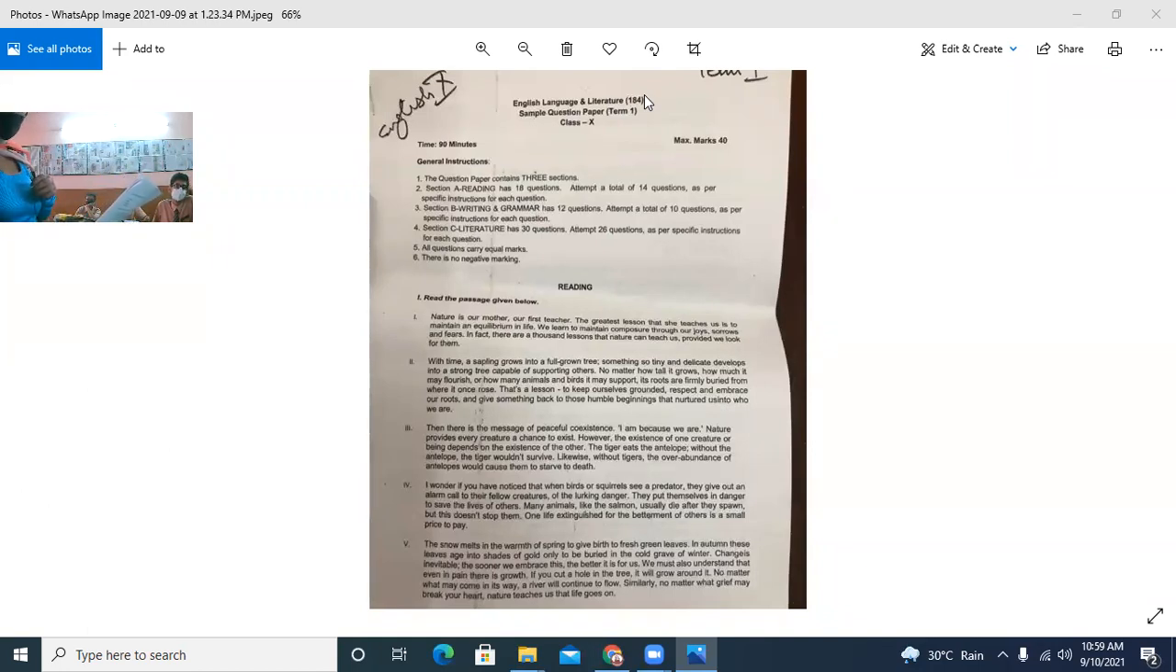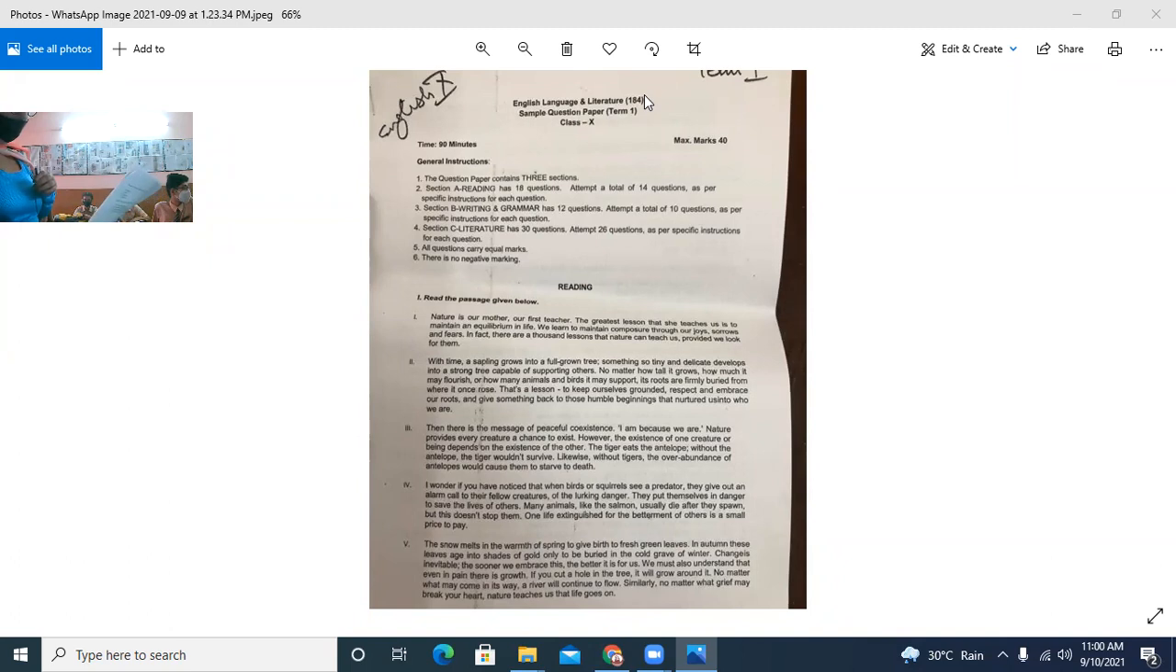Next, I wonder if you have noticed that when birds or squirrels see a predator, they give out an alarm call to their fellow creatures of the lurking danger. Lurking means hiding. They put themselves in danger to save the lives of others. Many animals like the salmon usually die after they spawn, but this doesn't stop them. One life extinguished for the betterment of others is a small price to pay. So it means that the individuals are saving others, right?